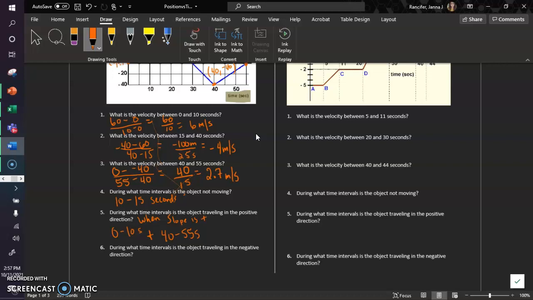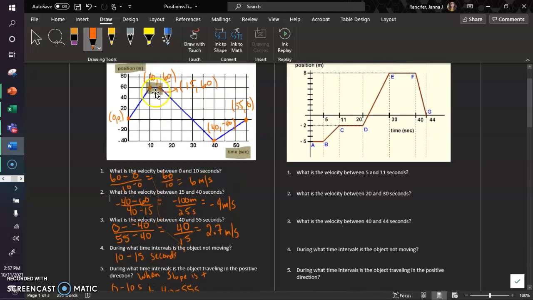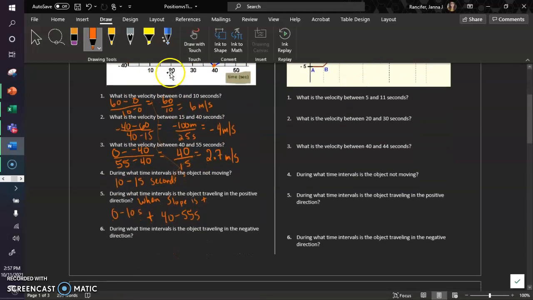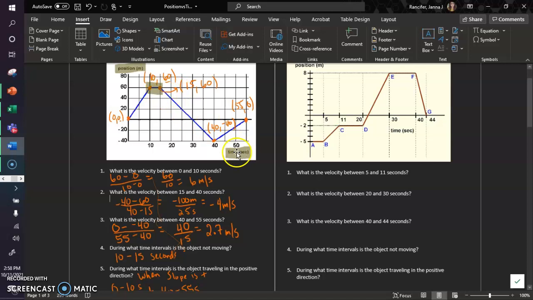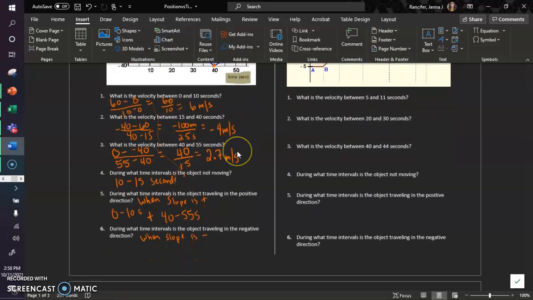Question number 6, during what time intervals is the object traveling in the negative direction? That is between when you have the negative slope, the object travels in the negative direction. So that's when slope is negative. And in this case, that's from 15 to 40 seconds.